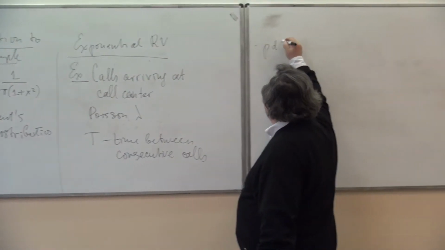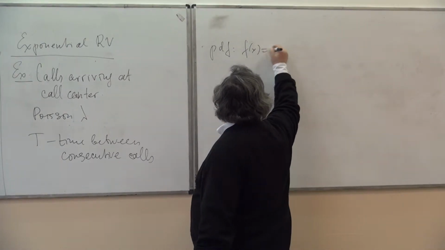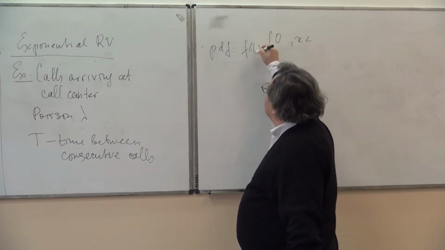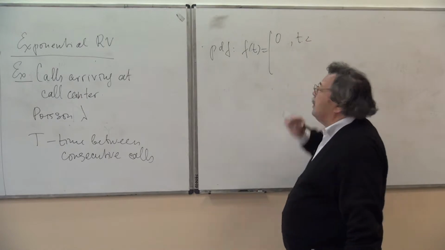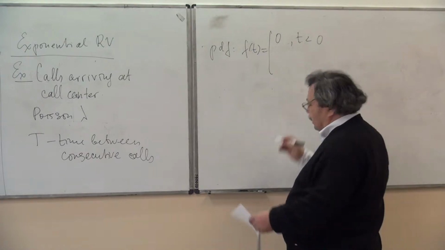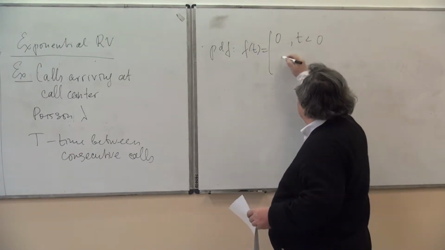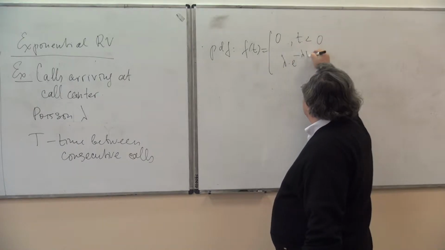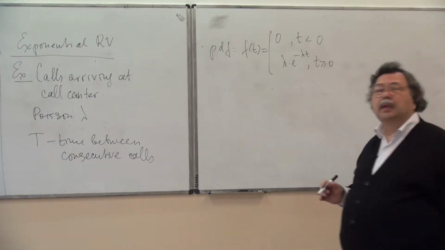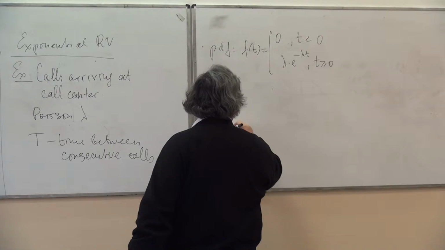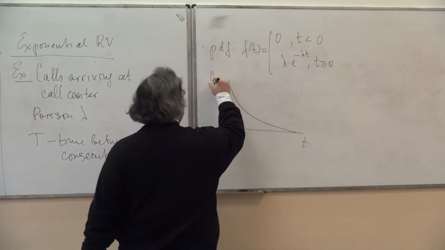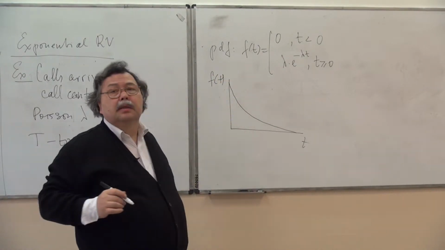Now, the probability density function. Let's use t for the variable here to remind us that it's about time. It's 0 if t is less than 0, and it's lambda e to the minus lambda t for any t that is greater than or equal to 0. Generally, it looks like this.